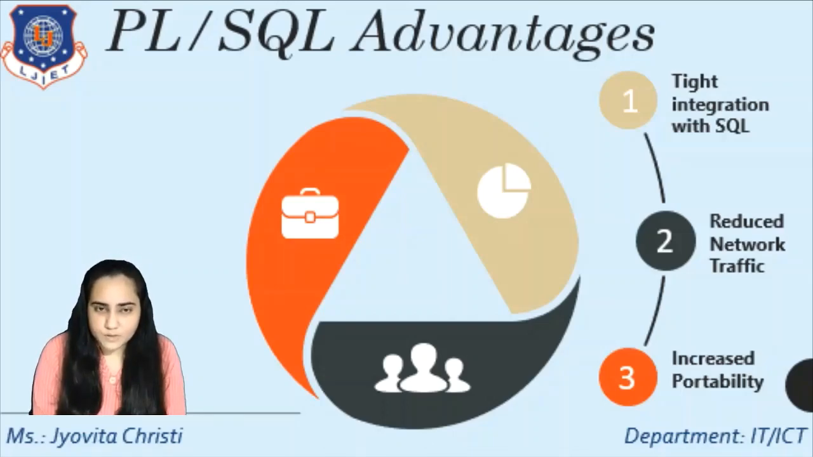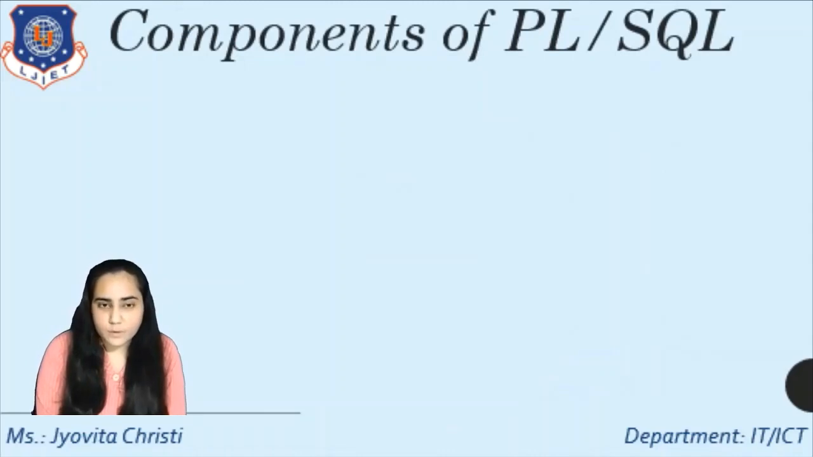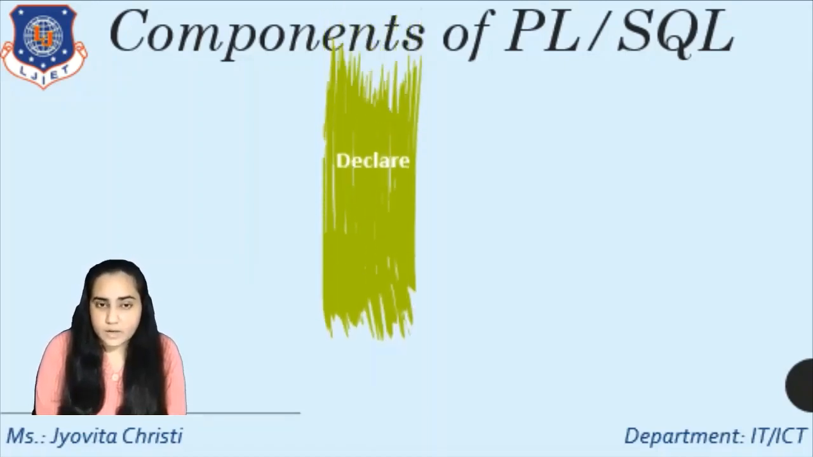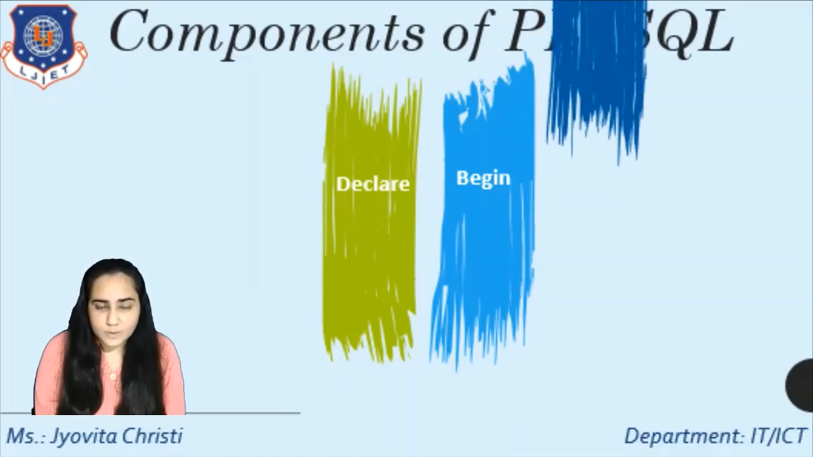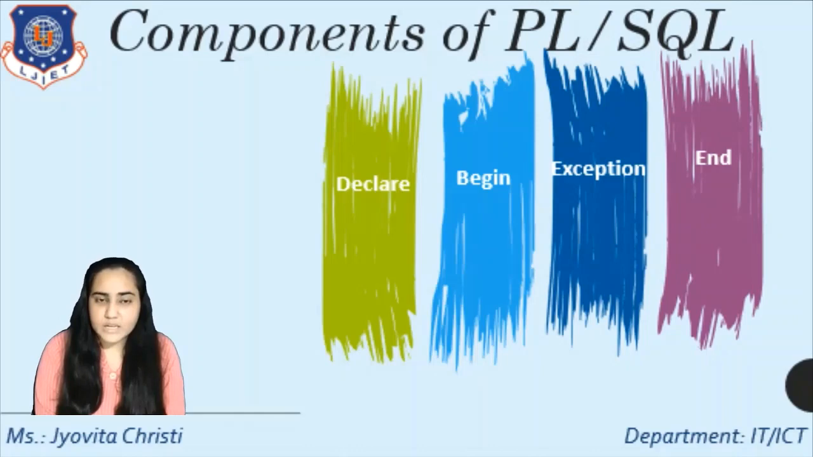PL/SQL is a block structured language. So everything is divided into blocks, and you can recognize a block by reading several keywords. The first keyword that you would see in a PL/SQL block is declare. After that, you will see begin. And then you will see exception. And then you will see end. So these four main keywords help you to recognize one individual PL/SQL block.